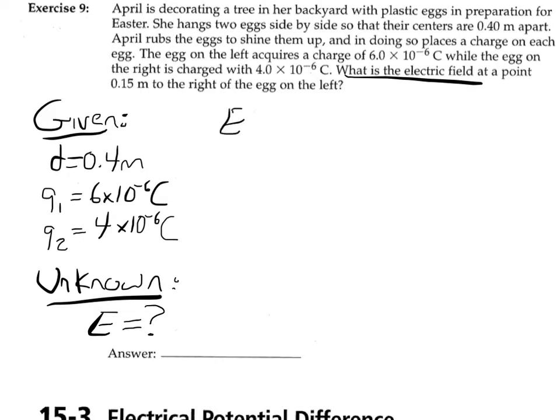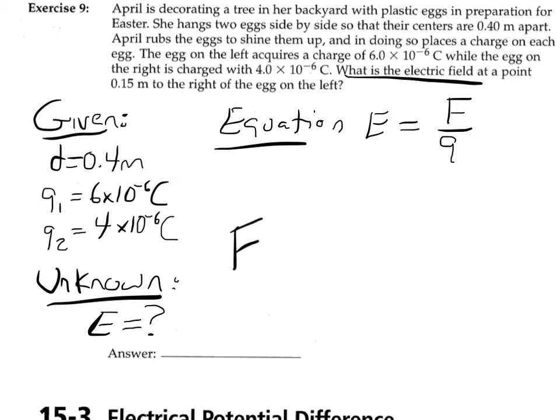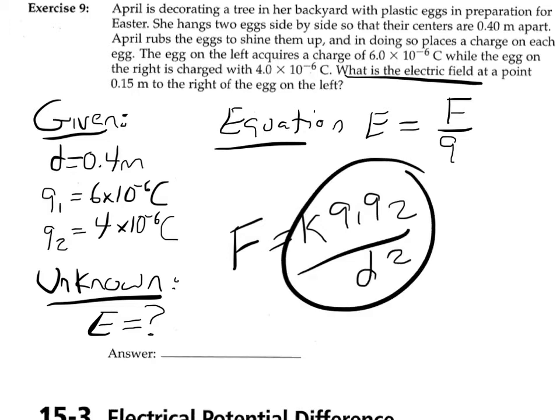The equation that we're going to use, if you look it up, is very simply E equals force divided by charge. Now the problem is we're not given the force. So if you look at your solved examples, the stuff before this, you can kind of figure out that you're going to have to do a little bit of substitution. You might remember Coulomb's law. Force is K Q1 Q2 over distance squared. So I'm going to take all of that, plug it into here.